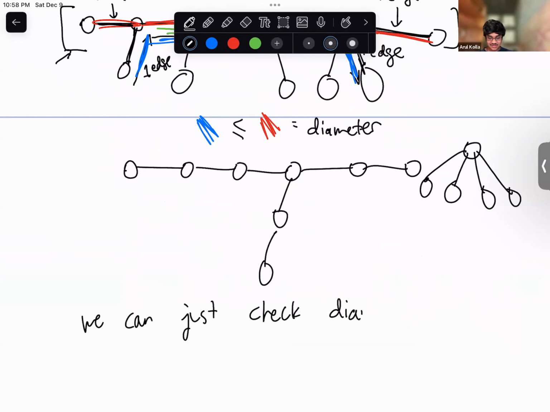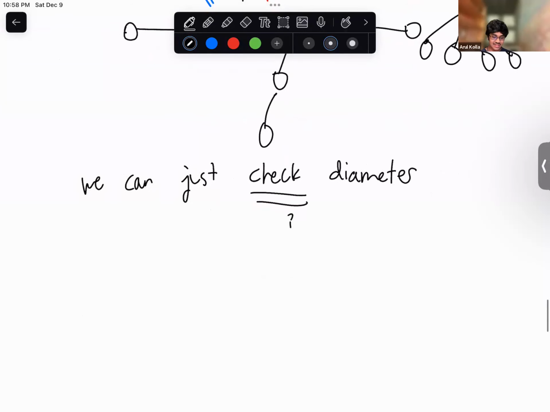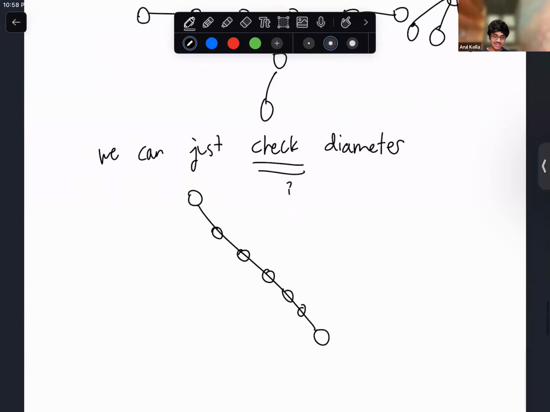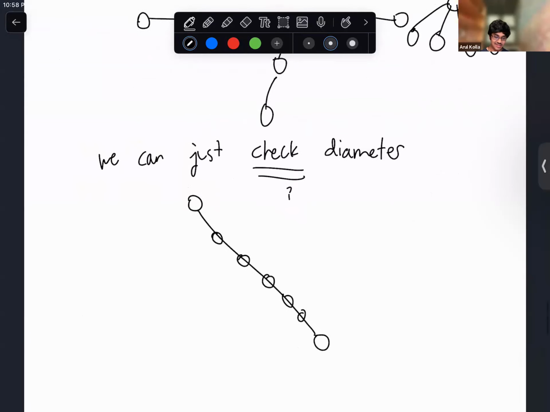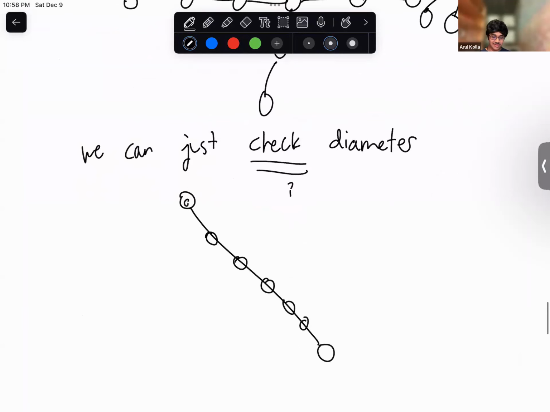And how do we check, right? This is sort of a thing that we need to discuss. Let's say that we know the diameter of the tree is like some group of nodes. How do I check that all the other nodes are hanging off of it? Well, I will run a DFS from A to B, right?